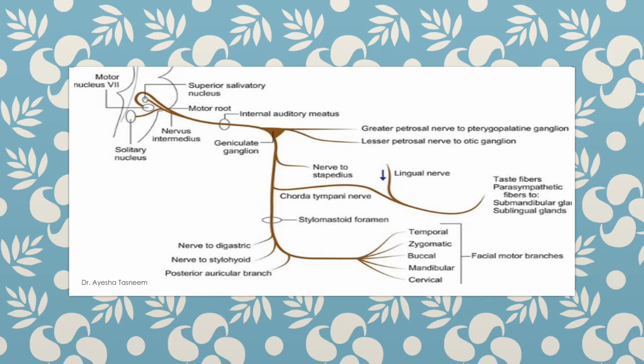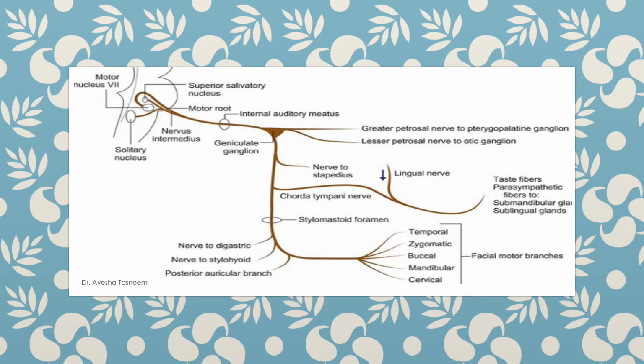You can see it arises from the pontomedullary junction. It leaves the brainstem by coming out through the pontomedullary junction along with the vestibulocochlear nerve. Then it travels towards the internal acoustic meatus. While coming out, it joins with the two roots, the motor and sensory root. They both unite and form the facial nerve. It travels towards the internal acoustic meatus along with the vestibulocochlear nerve.